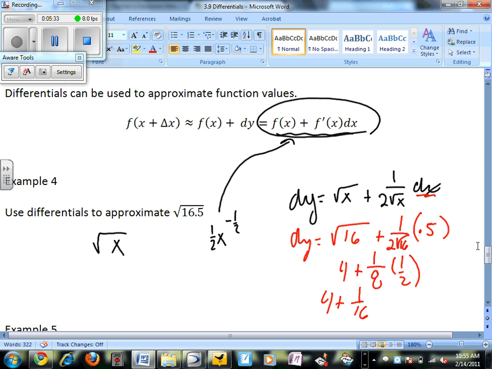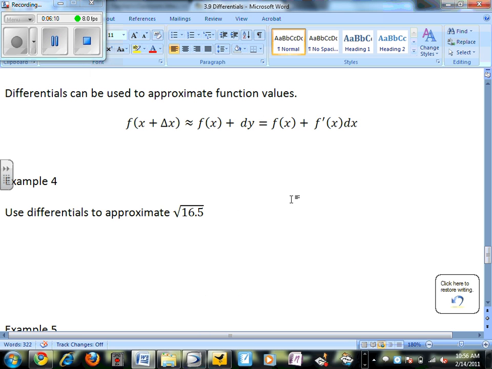When we do that, if I were to type that in a calculator and divide 1 divided by 16, I get 0.0625. If I were to go ahead and take the square root of 16.5, here's what I get when I type it in my calculator, 4.062019202. Pretty close, 0.0625, 0.0620. Not too bad, huh? So we're using differentials to approximate the value of the function there.